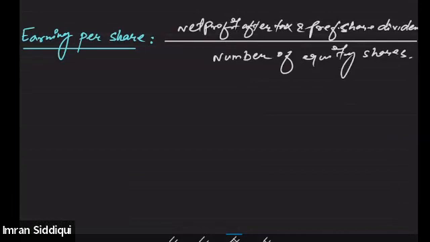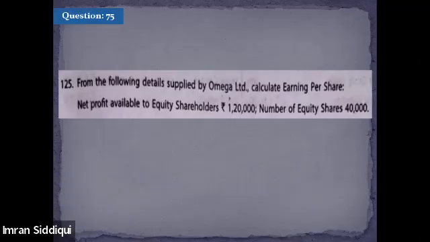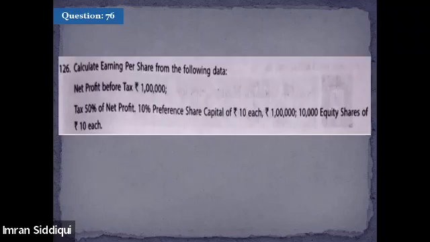So this question is also easy. Let's read the question. It says calculate EPS. Net profit available to equity shareholder is 1,20,000. Number of equity share is given 40. So we just need to simply divide 1,20,000 by 40. We'll get the earning per share, right? So 1,20,000 divided by 40 will be 3 per share. All right. So this 3 per share is the earning per share. Got it? Is it clear? Yeah. Okay. All right. Then try question number 76.